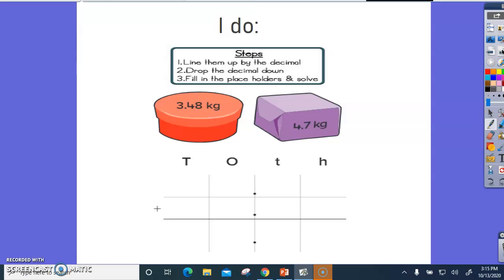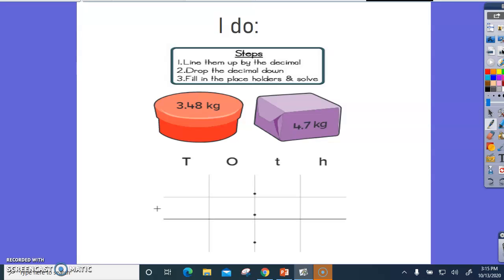In front of you, you have 2 weights, and they're both measured in kilograms. You have 3 and 48 hundredths and 4 and 7 tenths. We're going to add them up because that addition sign is there. I already have a place value chart with decimals put in, so you don't have to line them up or write the decimals down. The drop down decimal is already there for you. Those parts have made your life a little bit easier.